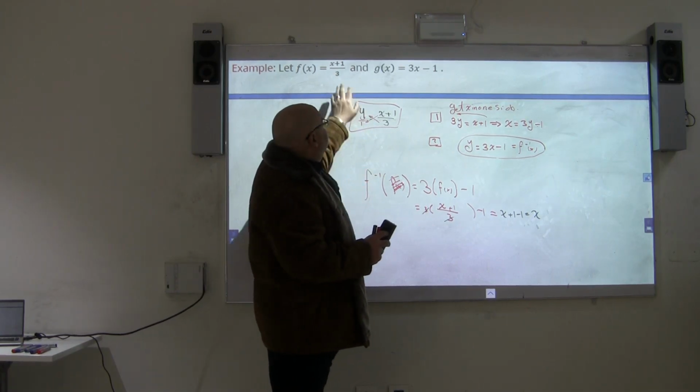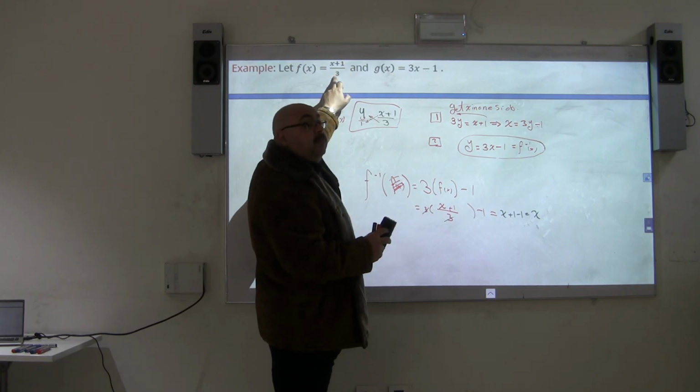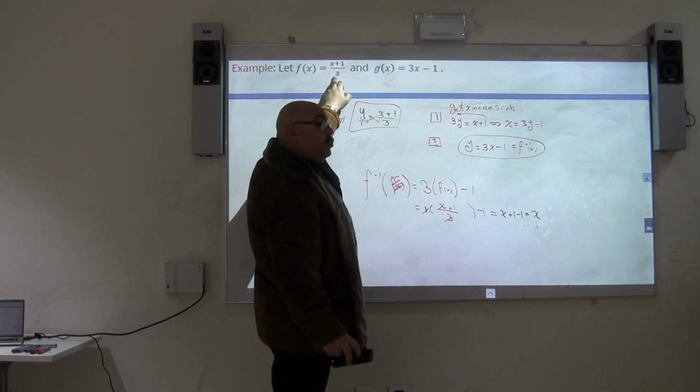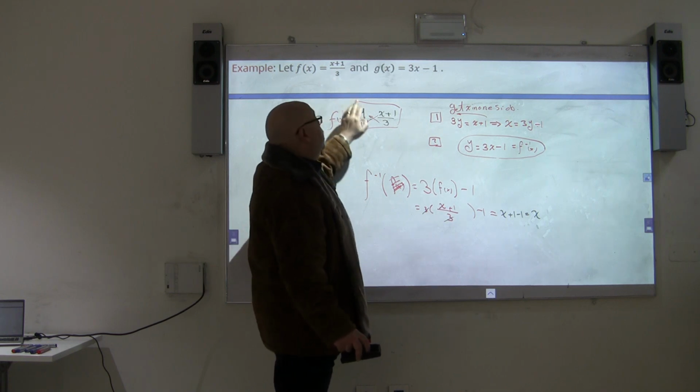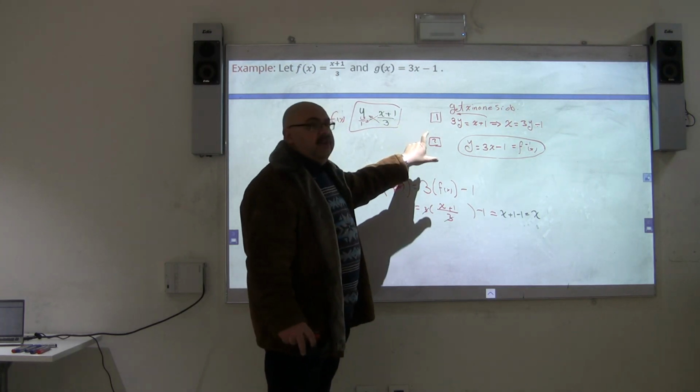Here I have f of x equal to (x plus 1) over 3, which means that both the range and the domain is from R to R. Okay, when you go to the steps, the main steps of getting the inverse of the function, I will start by making the cross multiplication. This is how to get the inverse.